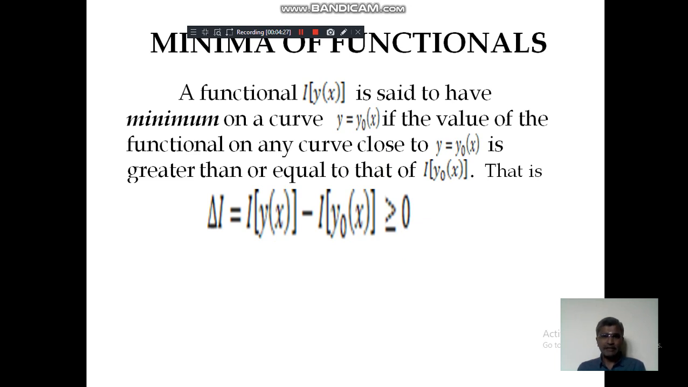Minima of functionals. A functional I of y of x is said to have a minimum on a curve y equal to y0 of x if the value of the functional on any curve close to y equal to y0 of x is greater than or equal to that of I of y0 of x. That is, delta I equal to I of y of x minus I of y0 of x is greater than or equal to 0, and this is called minima of functionals.